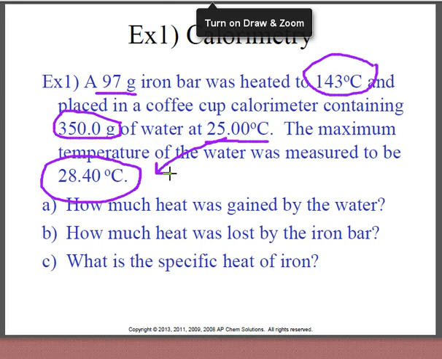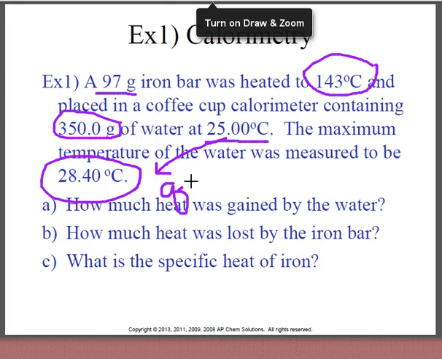So the first question is, how much heat was gained by the water? Remember that heat is Q. And if we're talking about a calorimetry experiment, we're going to use that Q equals mc delta T to find Q. The second question is, how much heat was lost by the iron bar?